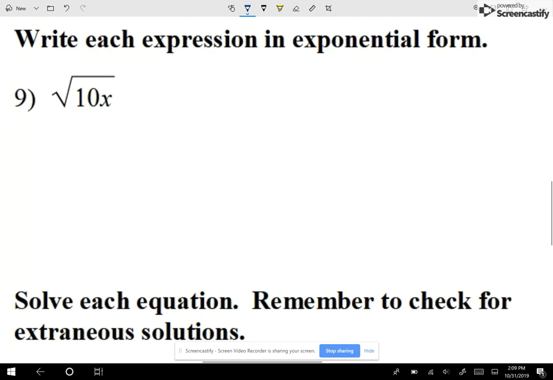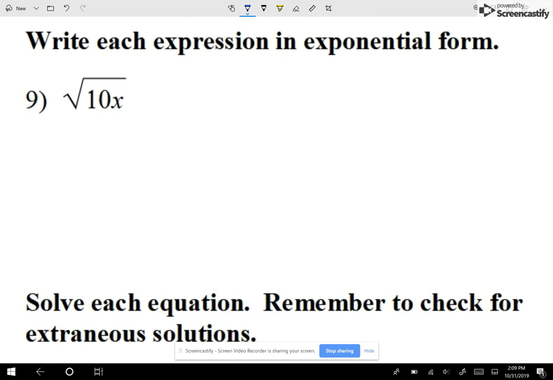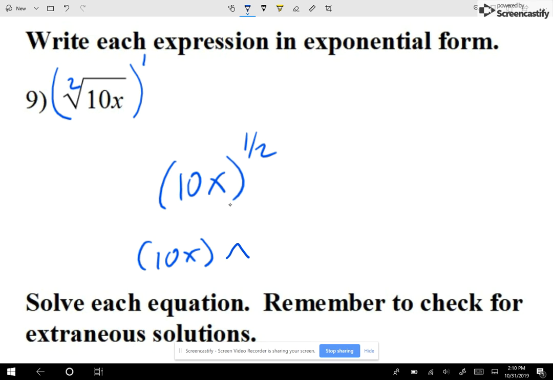Looking at question number 9, make sure you see your root and your exponent. On square roots, the root is 2, so I'm going to write my 2. All of this is to the 1 power, so I'm going to write this in exponential form. So let me write 10x inside parentheses to begin with, and I'm going to write this to the 1/2. When I type this, make sure you have 10x inside parentheses to the 1/2. Make sure that 1/2 is also inside parentheses.